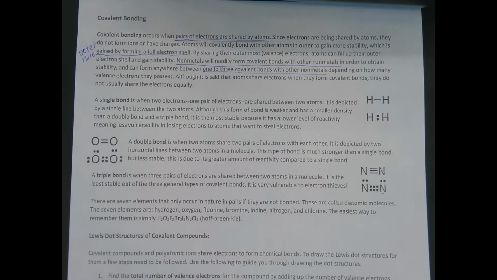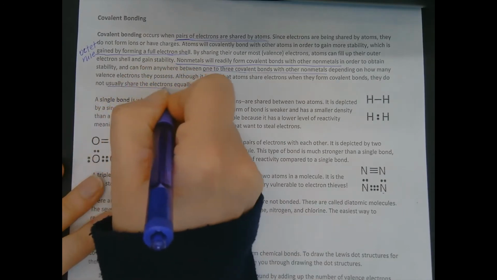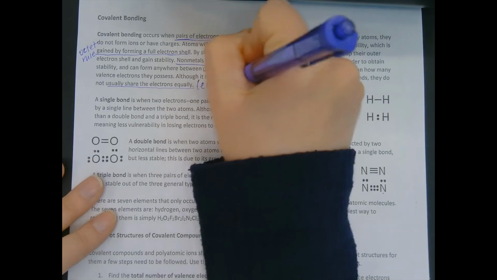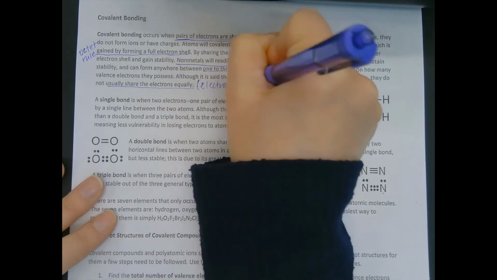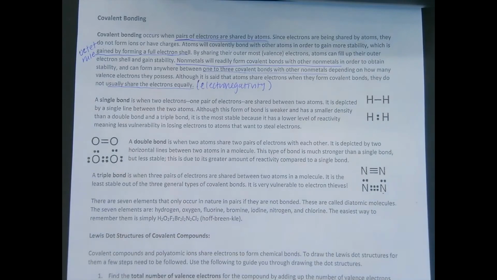Although it's said that atoms share electrons when they form covalent bonds, they do not usually share them equally. This is important. This is called electronegativity. Okay, so we actually talked about this during the periodic trends unit, electronegativity. Some of them share in their electron hogs more than others.